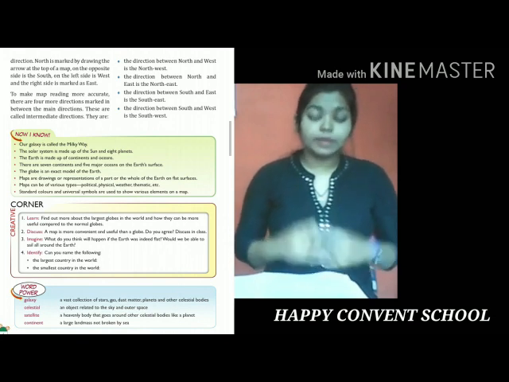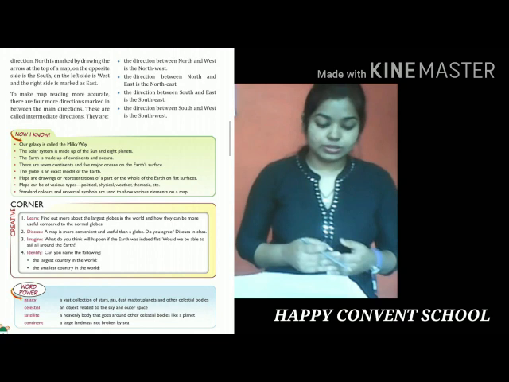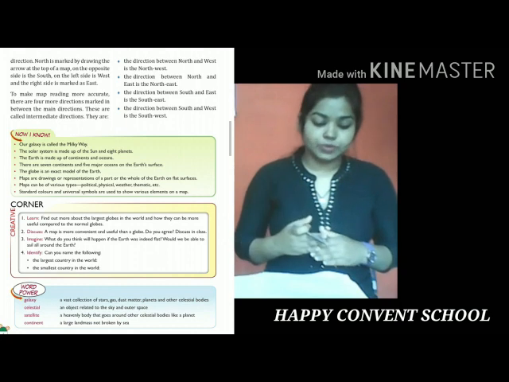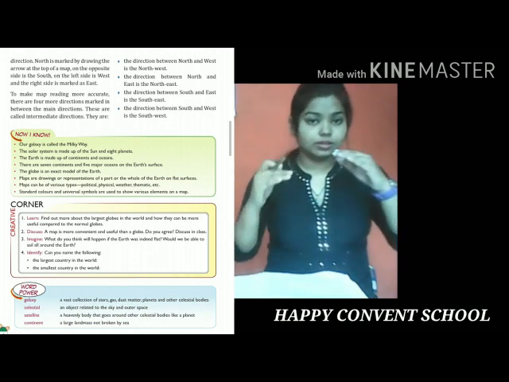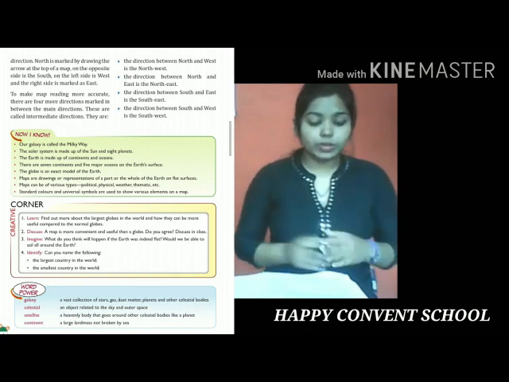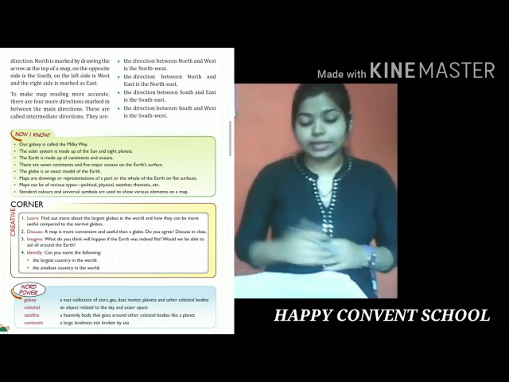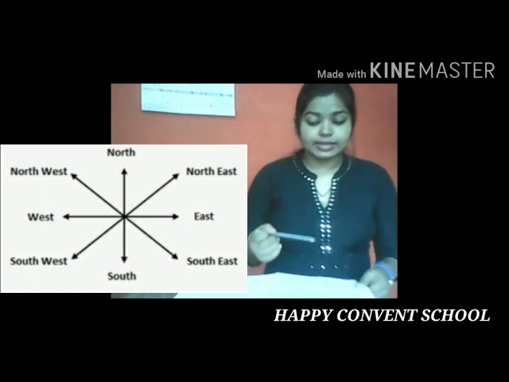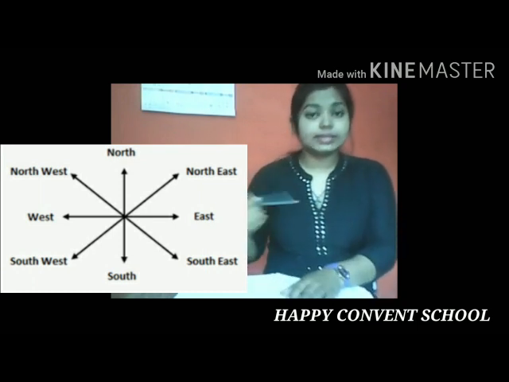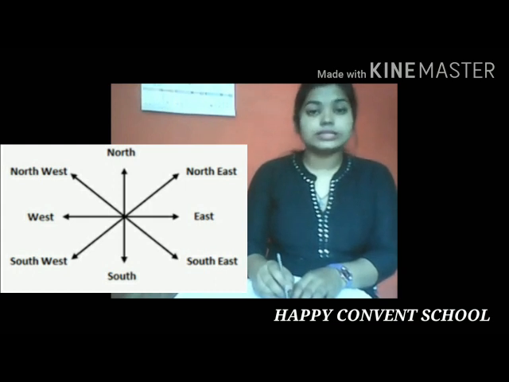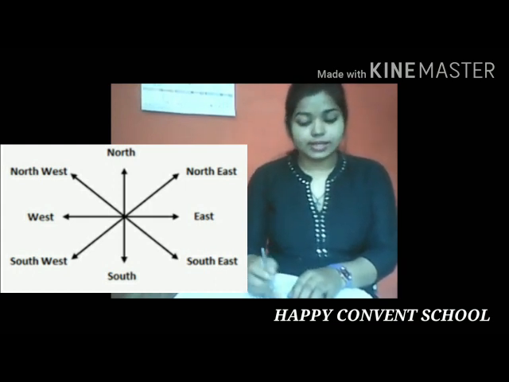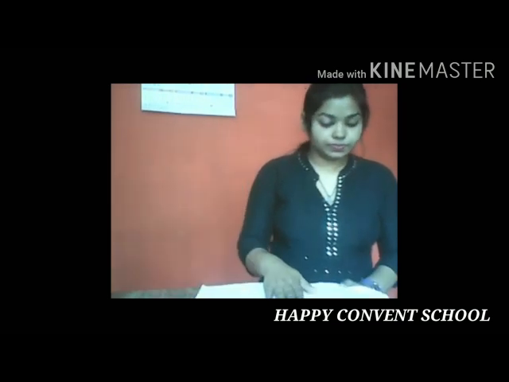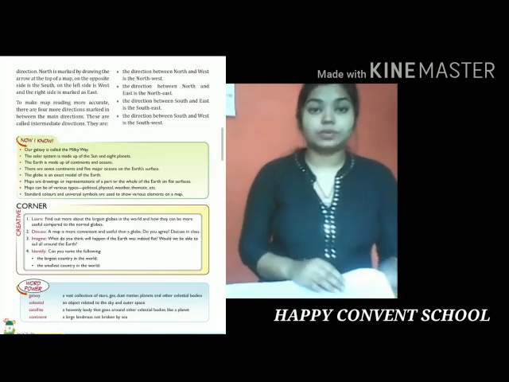To make map reading more accurate, we require 4 more directions between the main directions, and they are called what? Intermediate directions. So what are they? The direction between north and west is northwest. The direction between north and east is northeast. The direction between south and east is southeast, and the direction between south and west is southwest.